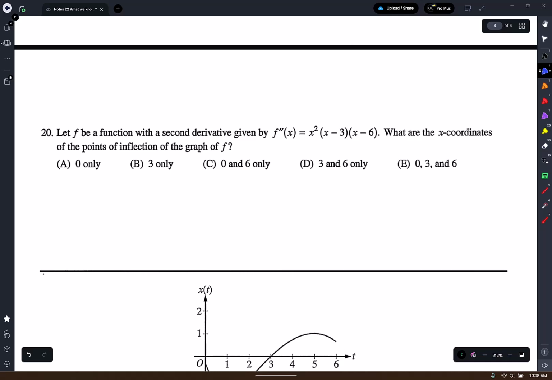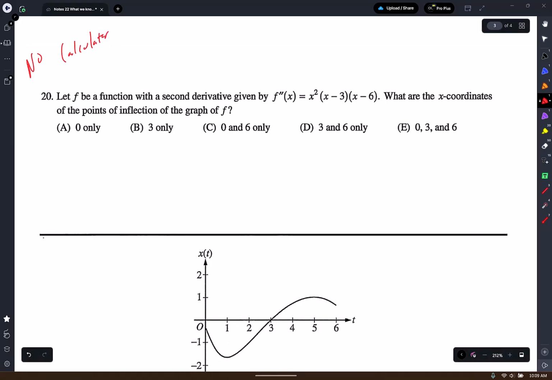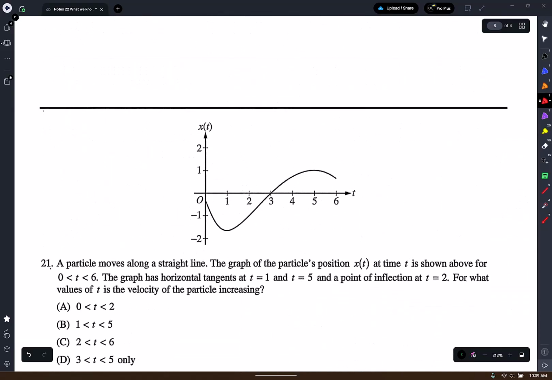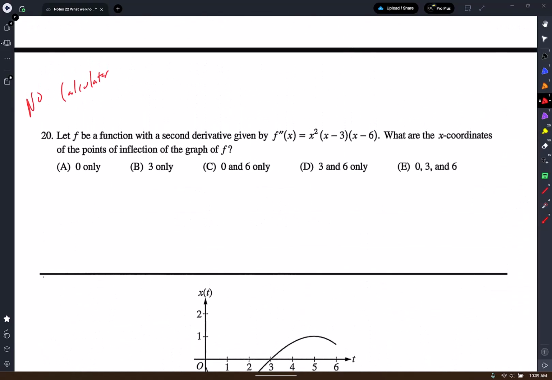And this one is no calculator. So do you guys want me to give you time? Yes. Okay, take about a minute or two. Yeah, these are no calculator. Just do number 20 for now, guys. If you're close, keep going.